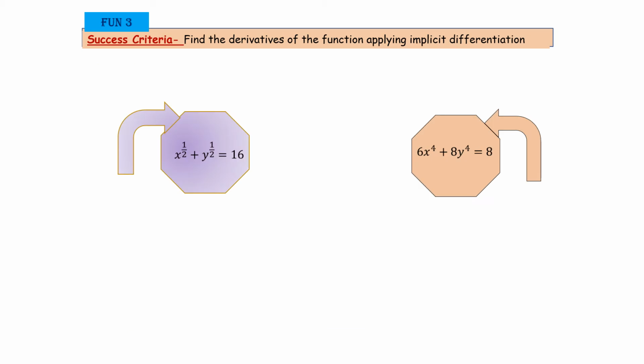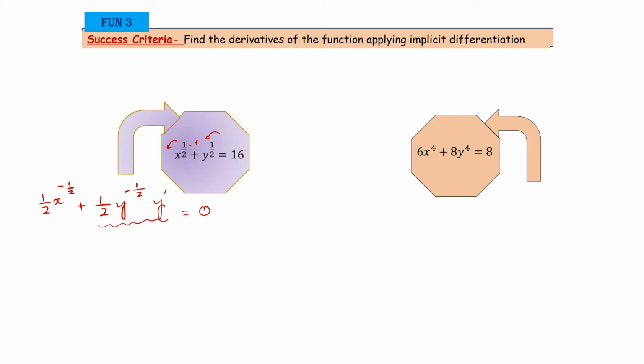Another question, x to the power half plus y to the power half equals 16. Take the derivative, so you will get half x, and from the power, when you subtract 1, you will get negative half. Plus the same thing on the second part, that is half y to the power negative half, but don't forget to write y prime, equals 0.